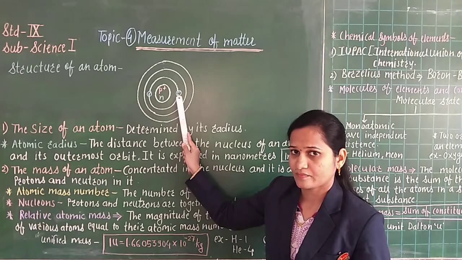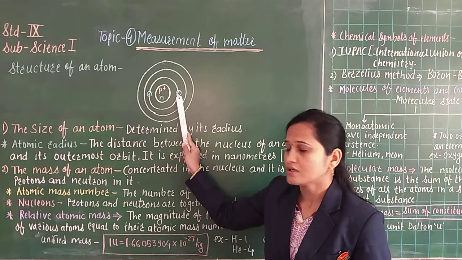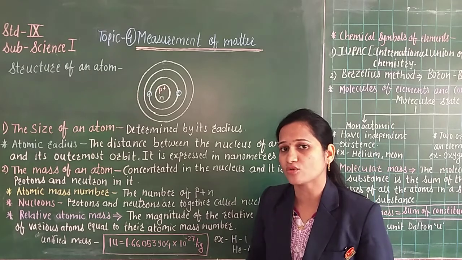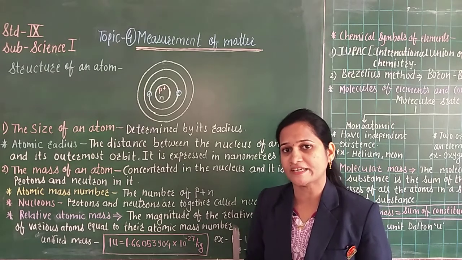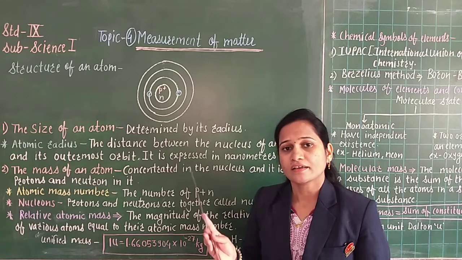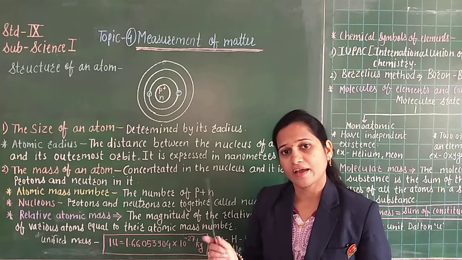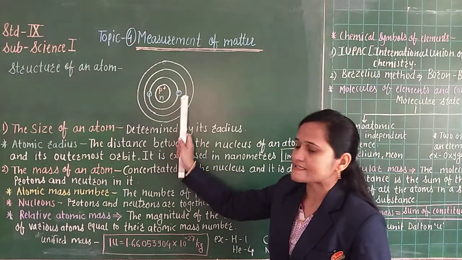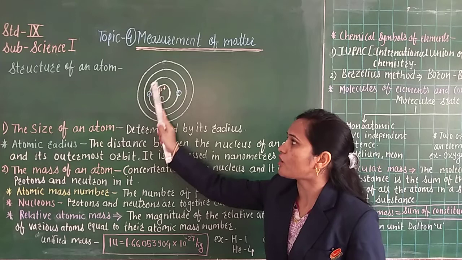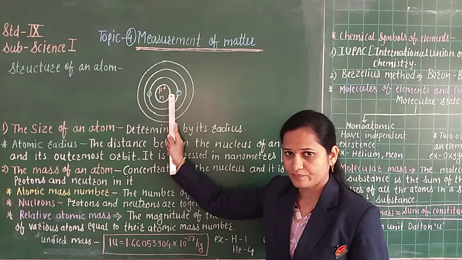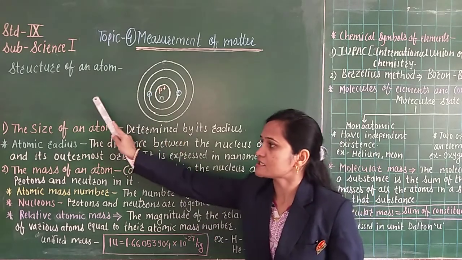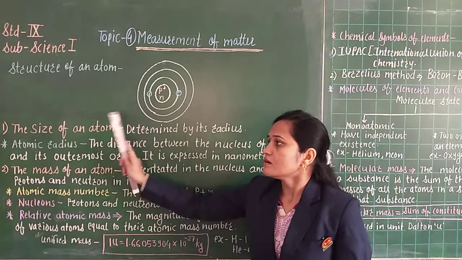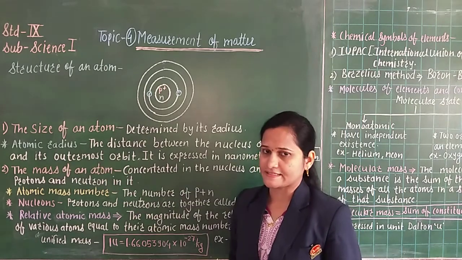Which type of charge is present here? Negatively charged. And you have already studied how many orbits are there where electrons revolve around the nucleus? Total 4 orbits are there, namely K, L, M and N. By using these 4 orbits, electrons freely revolve around the nucleus. Now this is about the structure of an atom. Now we will see the next point of our lesson.